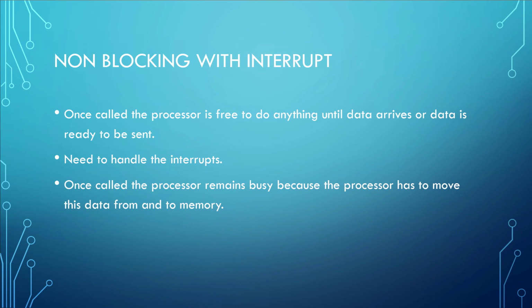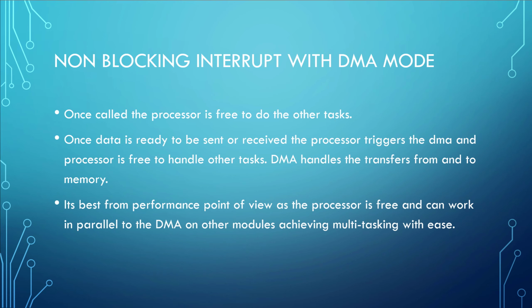The second mode which this library provides is non-blocking with interrupts. So in the interrupt mode, whenever you are transmitting some data, and once the data has been transmitted or is ready for transmission, an interrupt will be generated. If there are so many interrupts, this will consume a lot of processor cycles, so we use another technique, which is the third one, non-blocking interrupt with DMA.